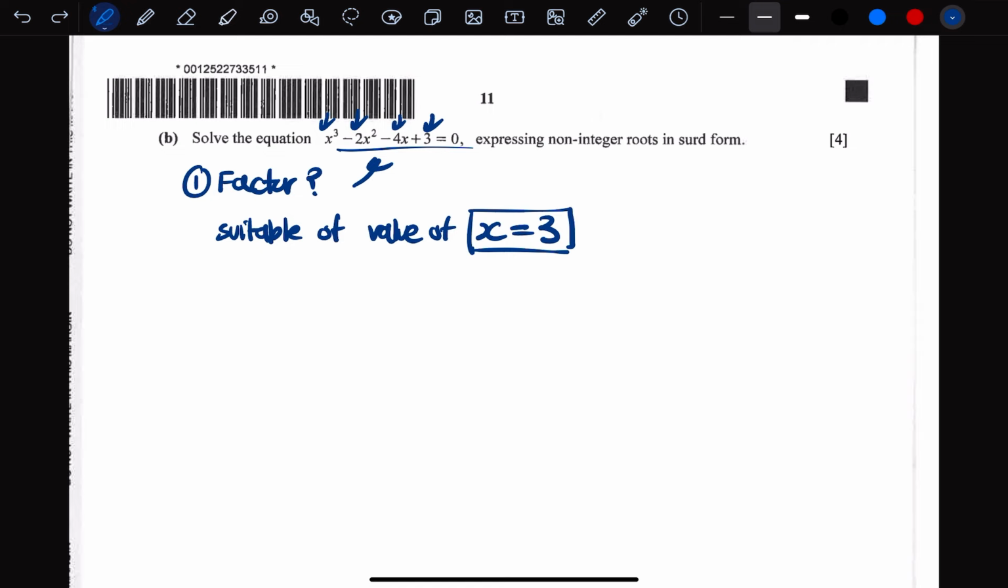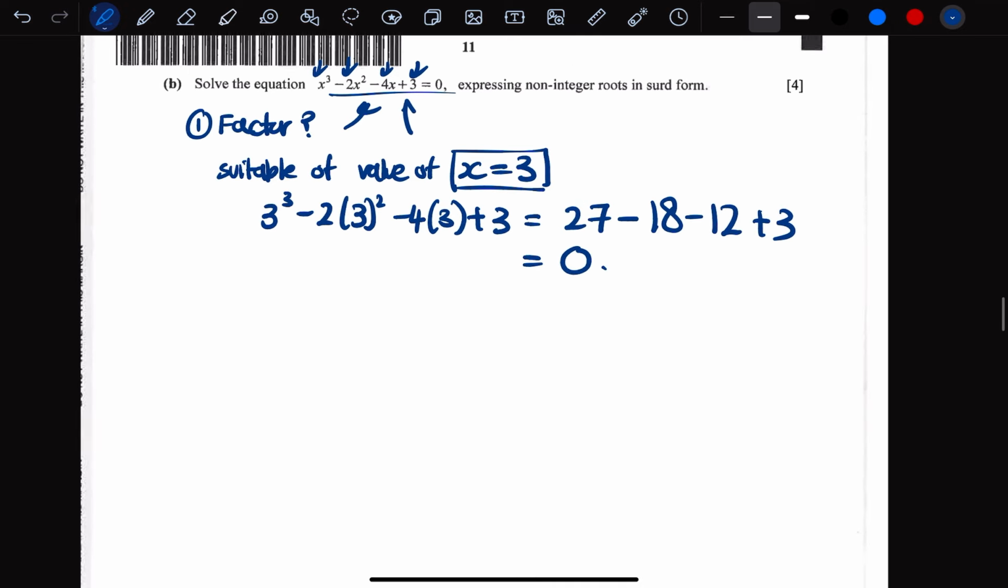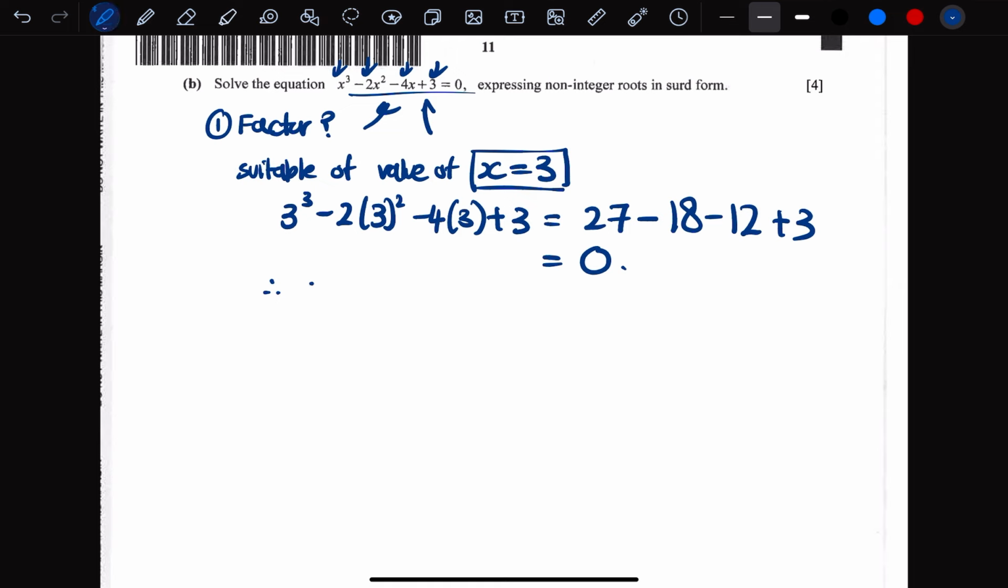x equals to 3 is basically one of the solutions to which it equals to 0, right? So we will sub it in: 3 cubed minus 2 times 3 squared plus, minus 4 times 3 plus 3. This will give us 27 minus 18 minus 12 plus 3. And this indeed gives us 0. And from here, we can then conclude, therefore, x minus 3 is a factor of this cubic equation.